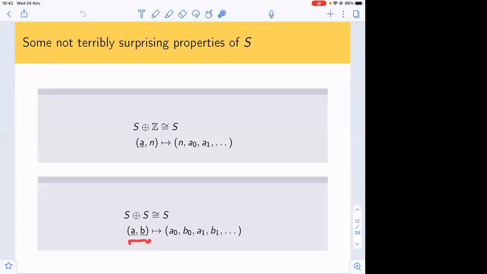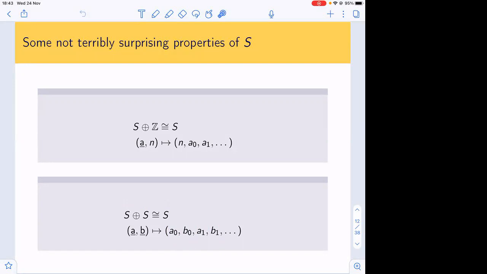If we take two sequences, A and B, then we can form a single sequence from them just by interleaving the two sequences. I take the first element of A, first element of B, second element of A, second element of B, and so on. So I can just interleave these two sequences to get a single sequence. So I can take an ordered pair of elements of S and map it to just a single element of S, a single sequence of integers.